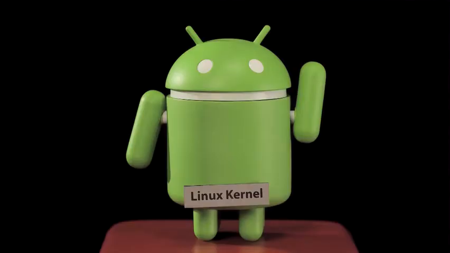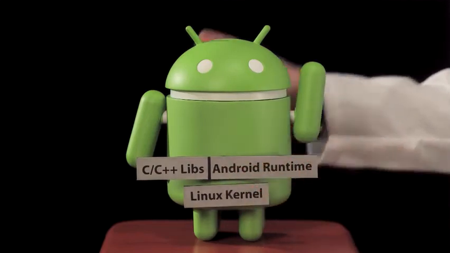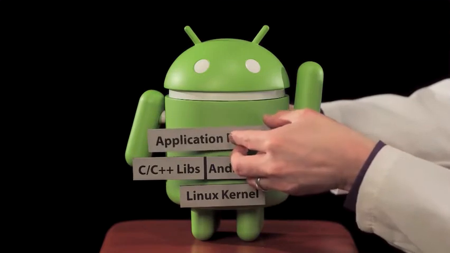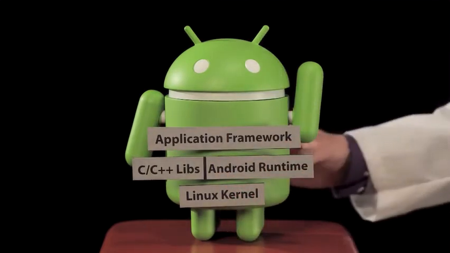On top of that are some core C and C++ libraries like libc and SQLite, and the Android runtime. That includes core Android libraries and the Android virtual machine, Dalvik, or more recently, ART. Your apps run within its own instance of the VM, using the classes and services provided here, in the application framework.